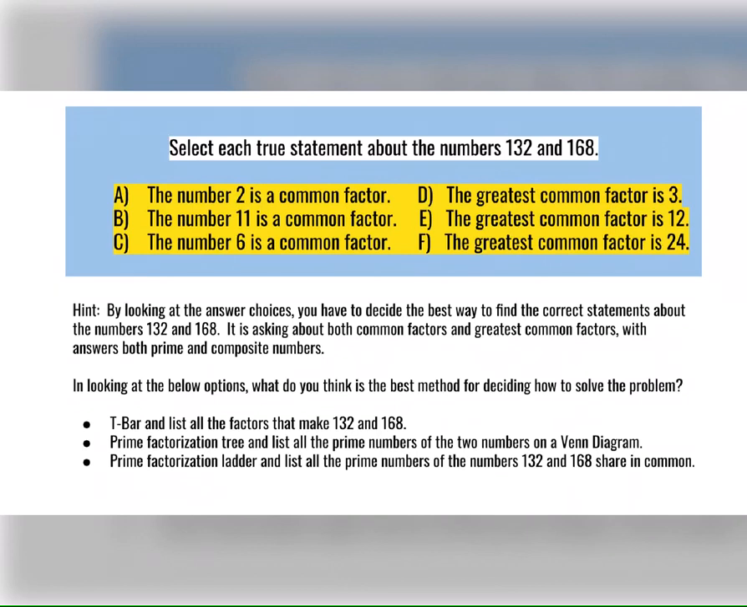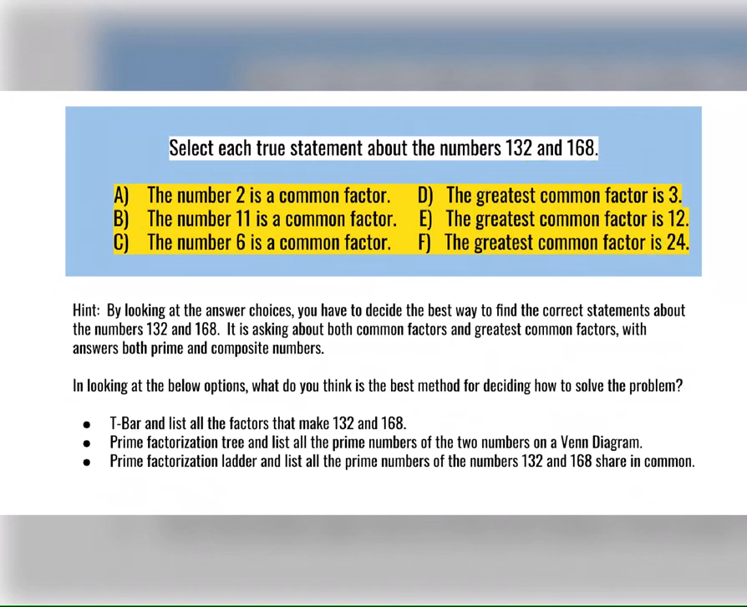A, the number 2 is a common factor. B, the number 11 is a common factor. C, the number 6 is a common factor. D, the greatest common factor is 3. E, the greatest common factor is 12. F, the greatest common factor is 24. So we have 3 of our answer choices asking for common factor, and we have 3 of our answer choices asking for the greatest common factor.